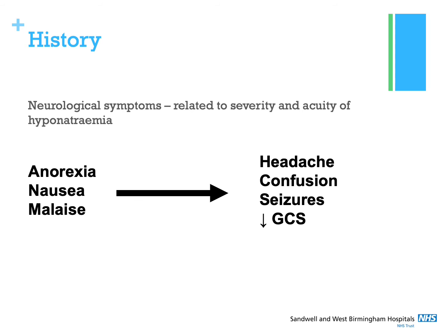So the history, really we're looking for neurological symptoms. Hyponatremia in general presents with quite vague symptoms, things like loss of appetite, a bit of nausea, just generally not feeling very well. But as the hyponatremia becomes more severe, we'll start to see more obvious neurological signs like headache, confusion, and then eventually seizures and reduced consciousness.